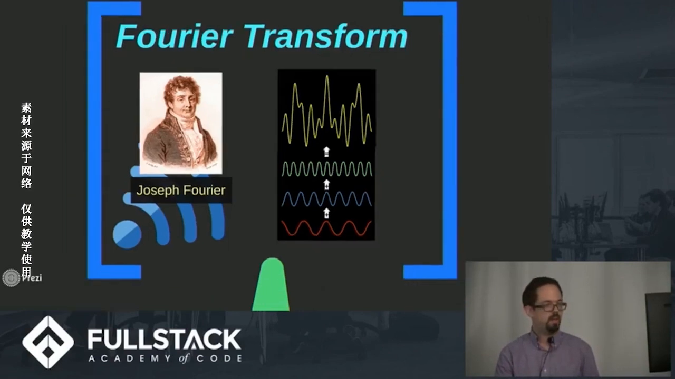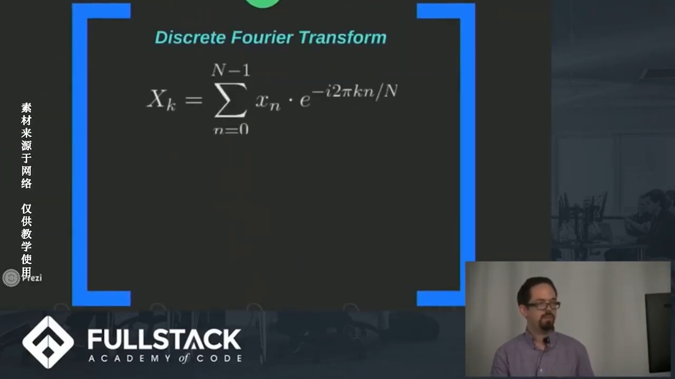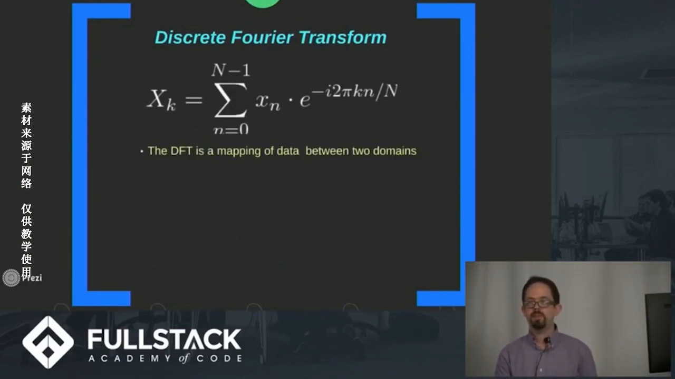And this is the equation that he came up with to do that. It's called the discrete Fourier transform. Essentially, the discrete Fourier transform is a mapping of data between two domains. We take input in the time domain, and we get output in the frequency domain.